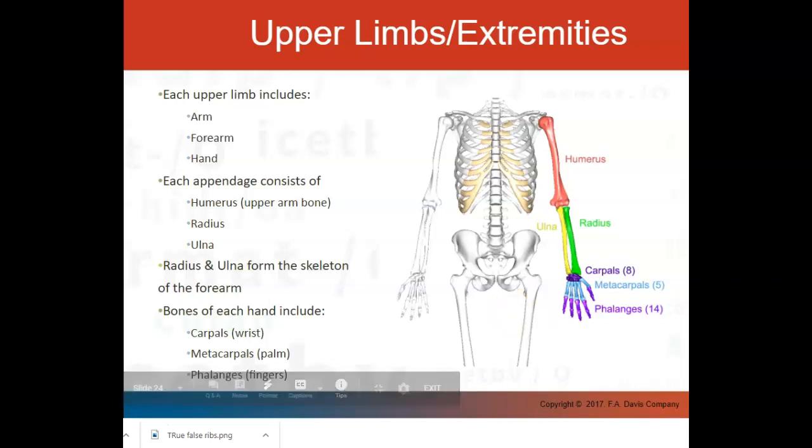The bones of each hand include the carpals, which are these little bones right here, your metacarpals, which is the lighter blue, and the phalanges are your fingers. That's the purple right there.